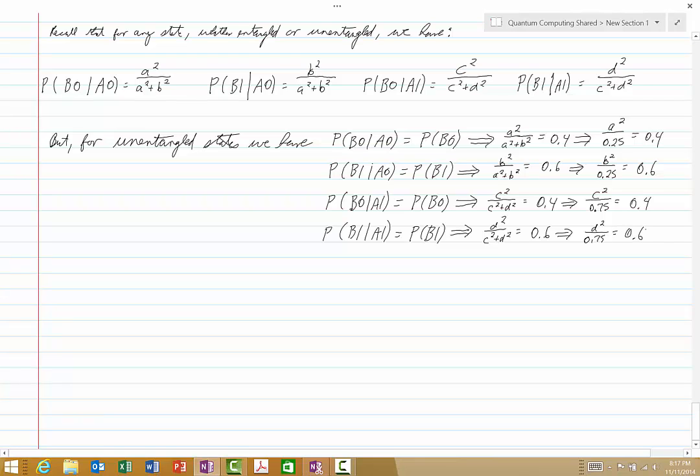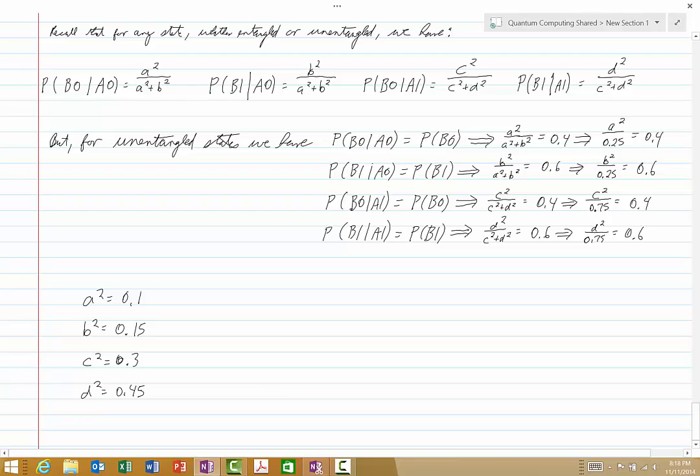And you come up then with the conclusions. A squared is equal to 0.25 times 0.4, so that's 0.1. B squared is equal to 0.25 times 0.6, so that's 0.15. C squared is equal to 0.75 times 0.4, which is 0.3. And D squared is 0.75 times 0.6, which is 0.45.